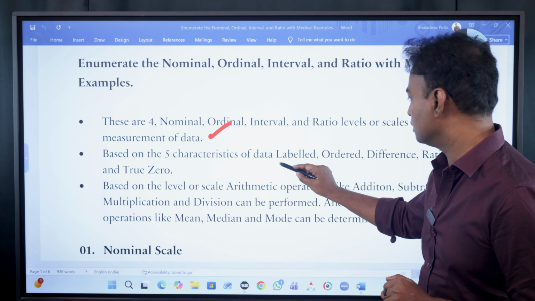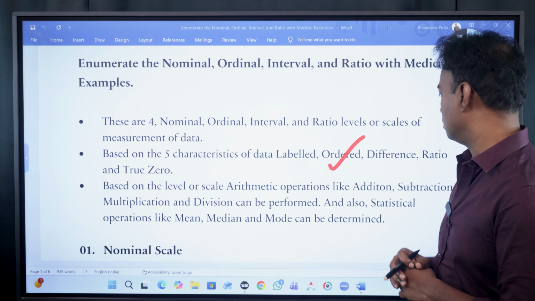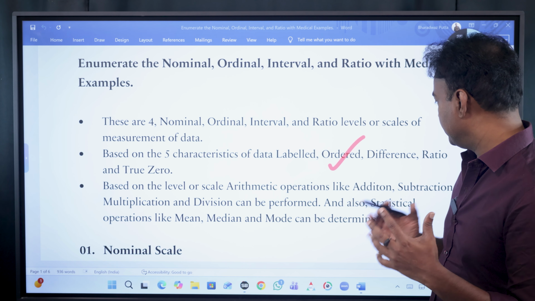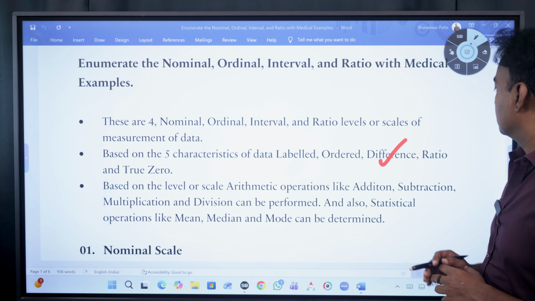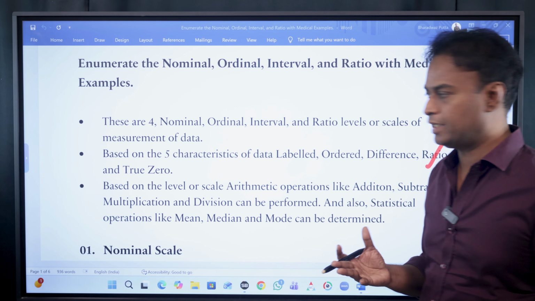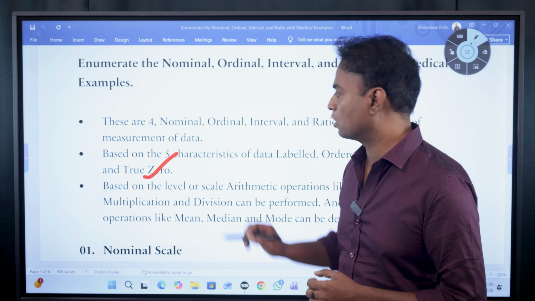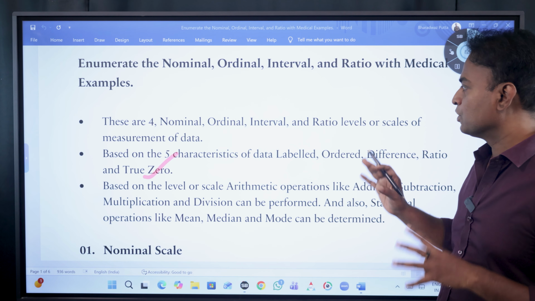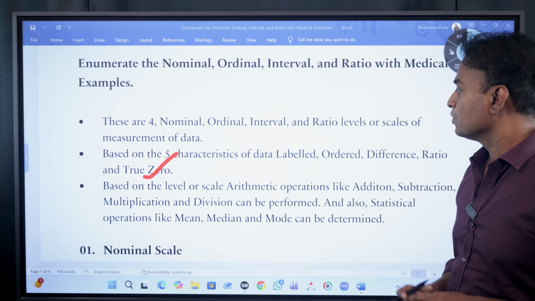First one is whether it is labeled or not, whether it can be ordered or not, whether within a data set we can find the difference or not, can we find the meaningful ratio between the two values within a data set, or whether the data set has a true zero or not. Based on these 5 characters we will decide the data to measure on one of the scales.